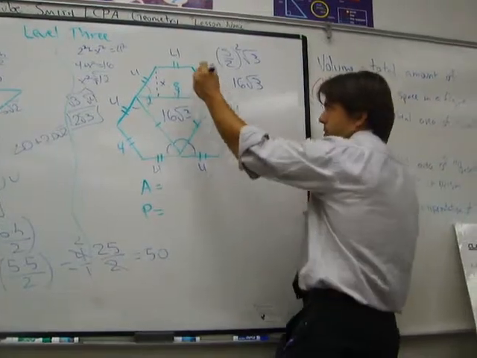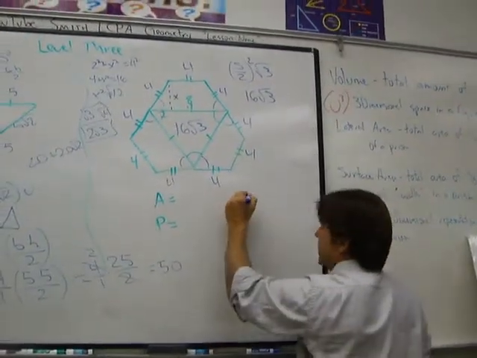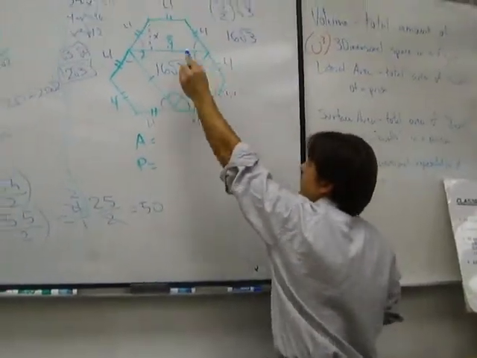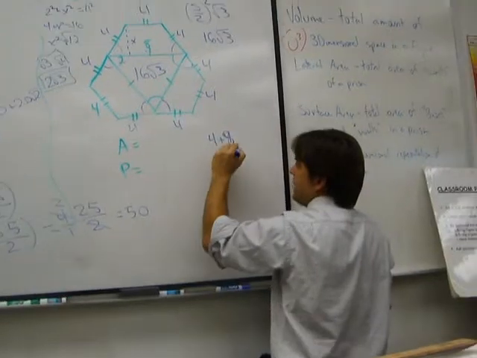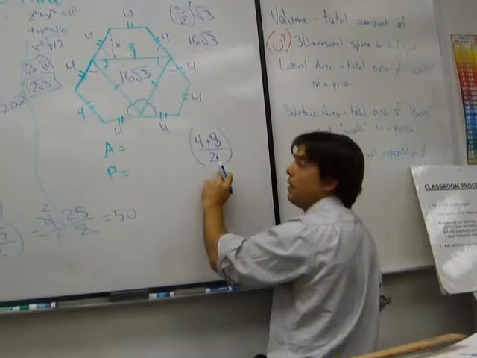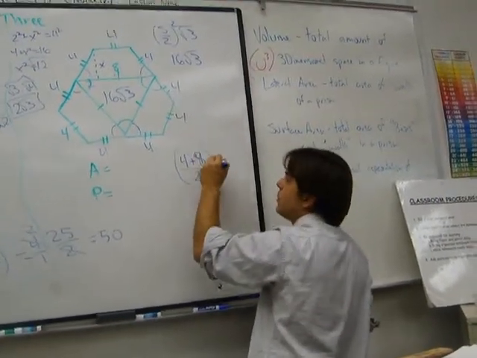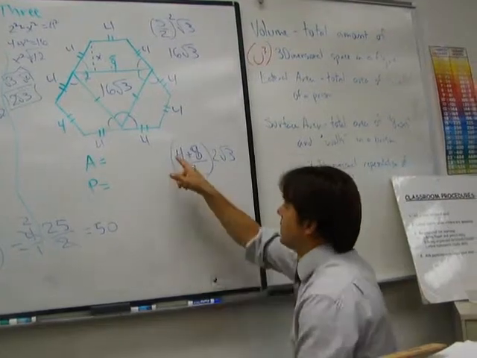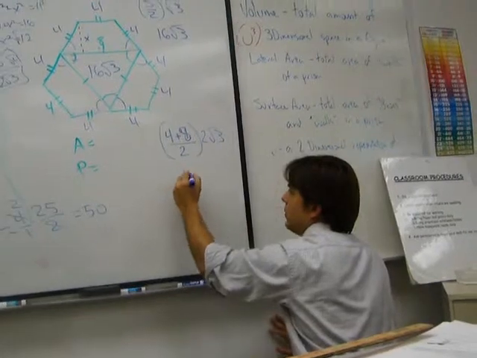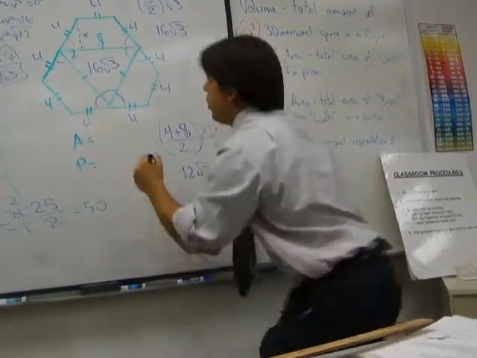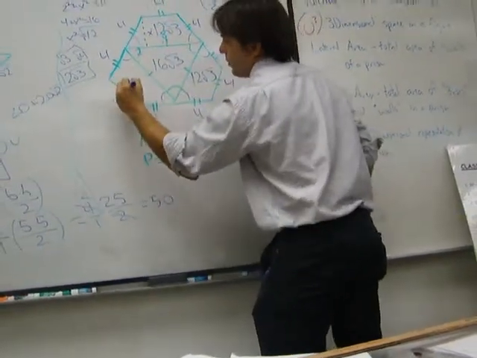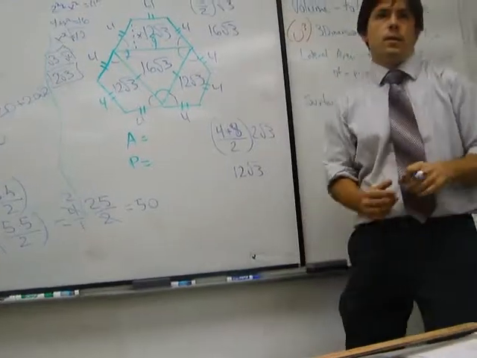So we've got base 1. What was base 1 again? 4. And base 2 is 8. So it's 4 plus 8 divided by 2, times the height. What was the height? 2 square root of 3. What's 4 plus 8? 12. 12 divided by 2? 6. 6 times 2? 12. So it is 12 square root of 3. Is everybody getting that?